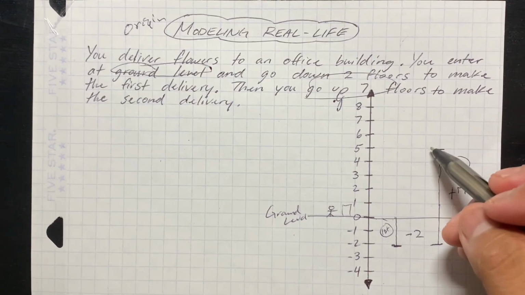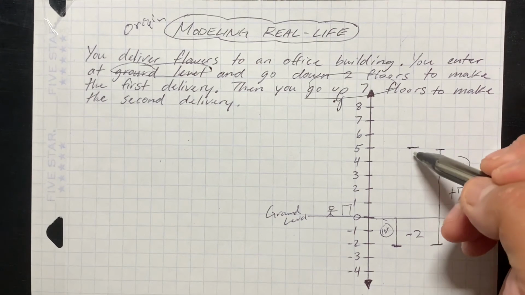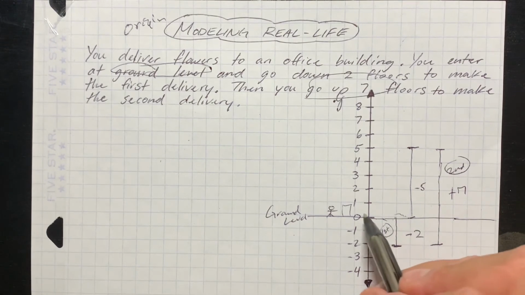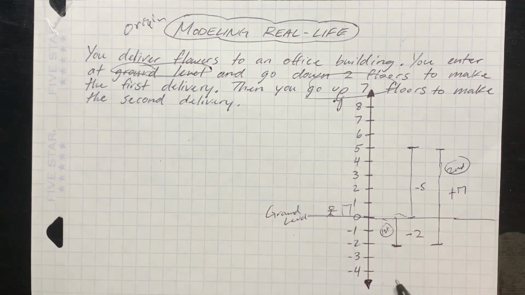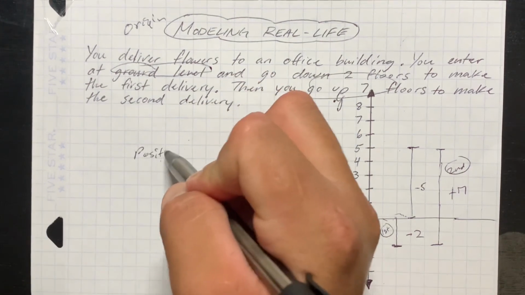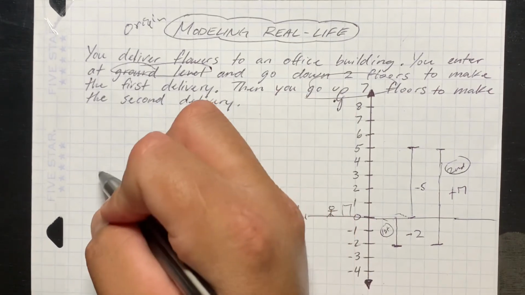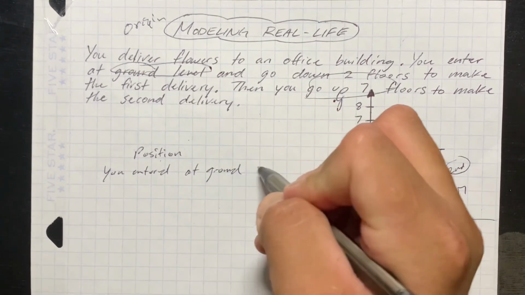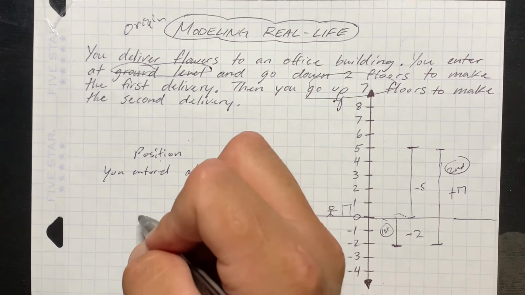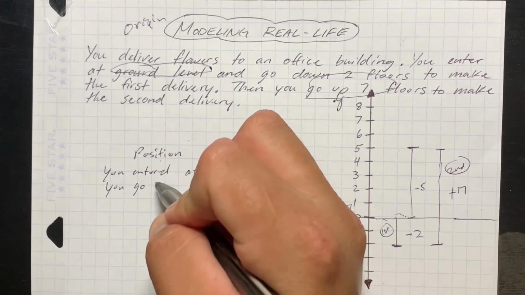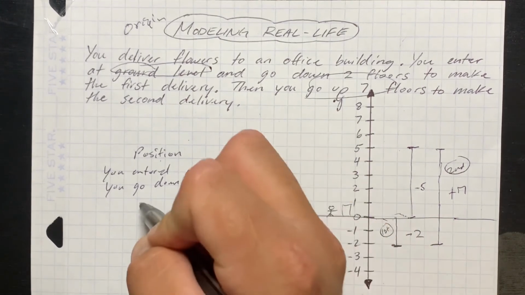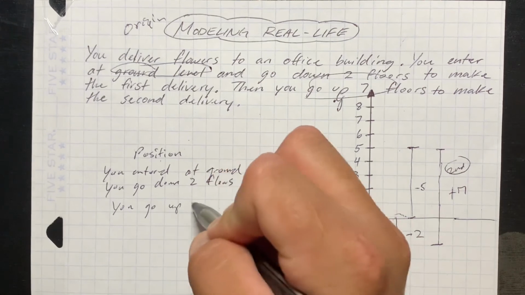All right, now you're done. But you're not going to stay there forever. You still have to go down 5 floors to get to ground level to leave the building. All right, so I just want you guys to understand that. And here I'll just write the word position. So first of all, you entered at ground level, and then you go down 2 floors, and then you go up 7 floors.